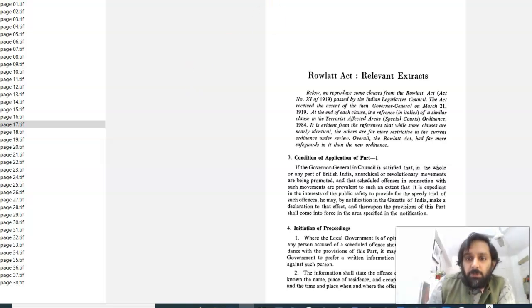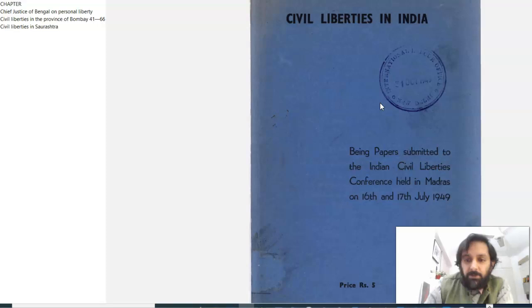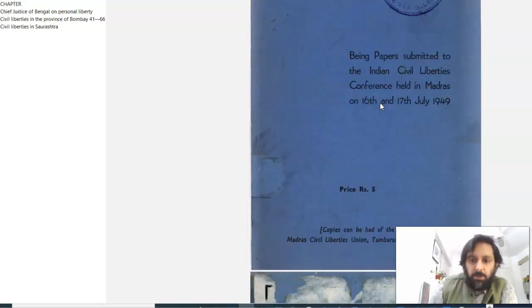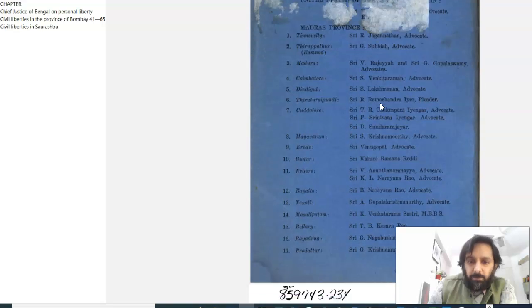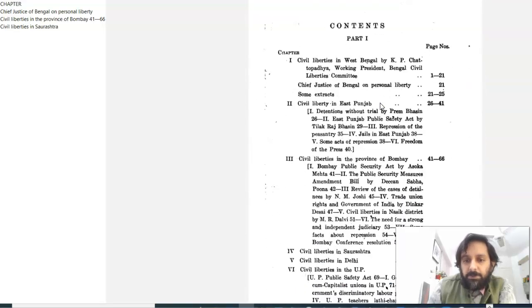I'm going to turn to a document from 1949 on civil liberties in India, and this conference also was a place at which another civil liberties organization, the All India Civil Liberties Council, was formed. You can see that the document lists examples of civil liberties violations in various parts of the country, in Bombay, East Punjab, West Bengal, and this is 1949, so the violations in question are violations by the government of independent India.